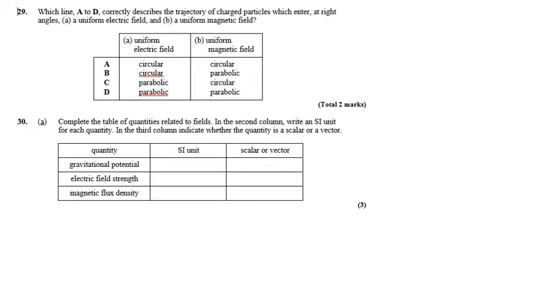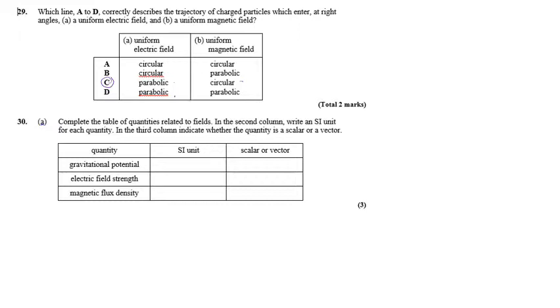In question 29, we're comparing electric and magnetic fields. When a charged particle enters an electric field, it behaves a little bit like a mass under projectile motion. In other words, we end up with parabolic motion, so it's either C or D for the electric field. In a magnetic field, the motion is circular, so the correct answer must be C.